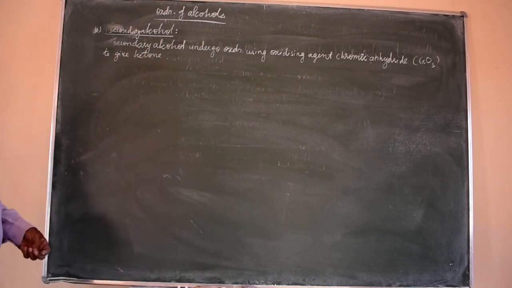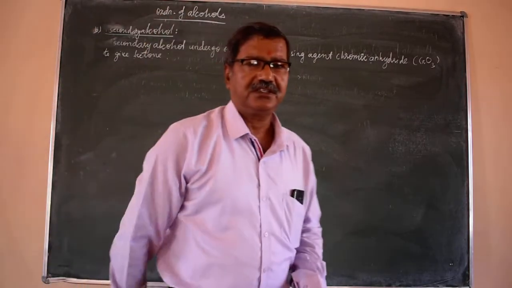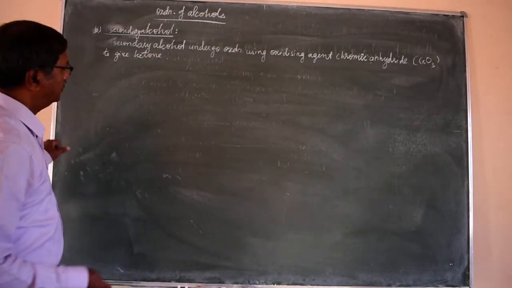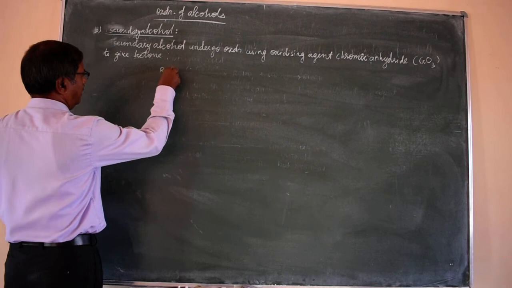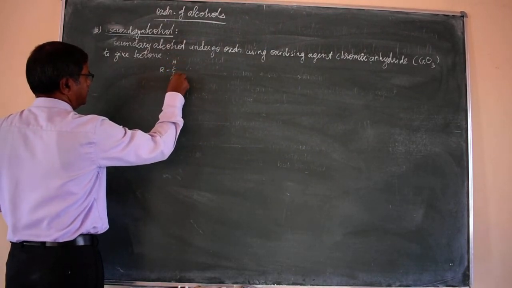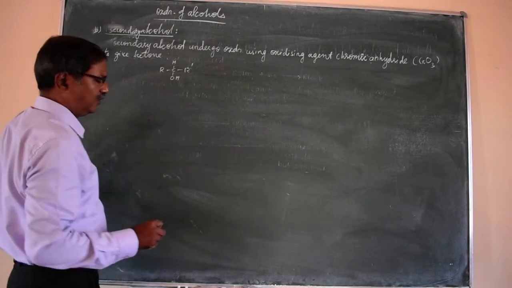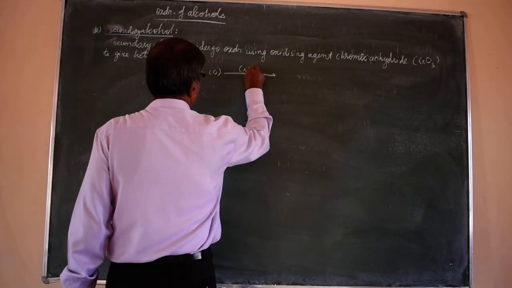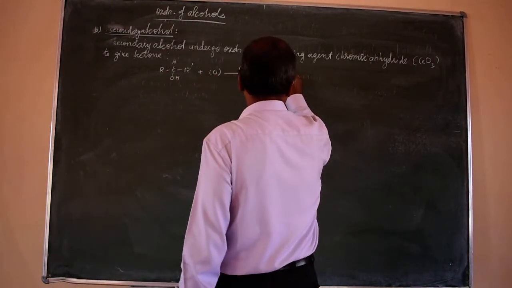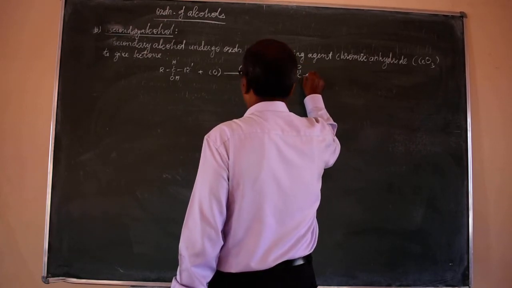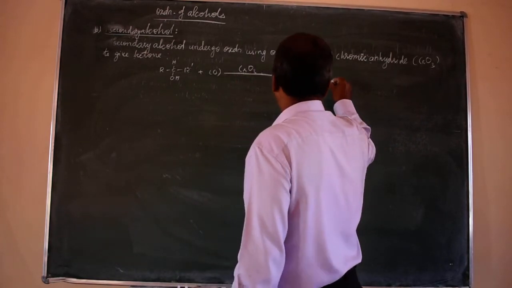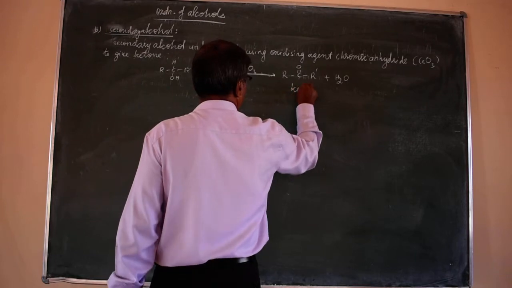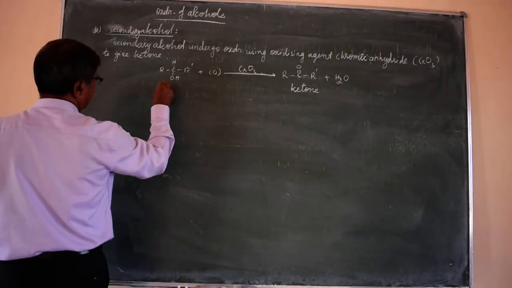As we know, ketone on reduction gives the secondary alcohol, and aldehyde on reduction gives the primary alcohol. So the formula for secondary alcohol is R-CHOH-R', which undergoes oxidation by CrO3 to give R-C=O-R', or simply we can write O plus H2. So this is ketone. It is a 2-degree alcohol or secondary alcohol.